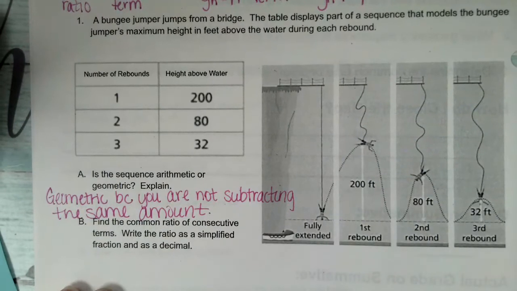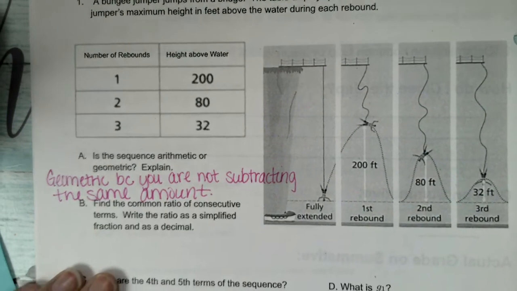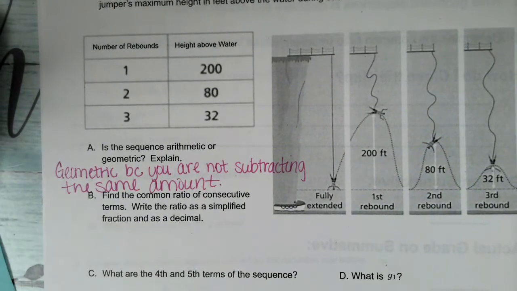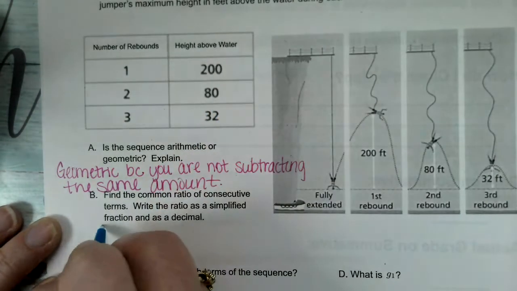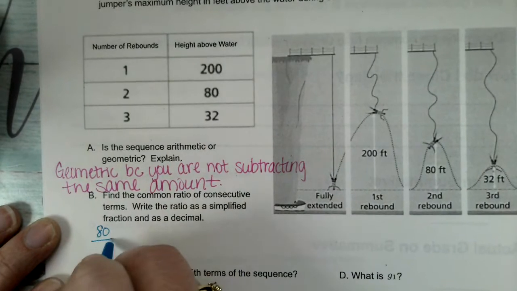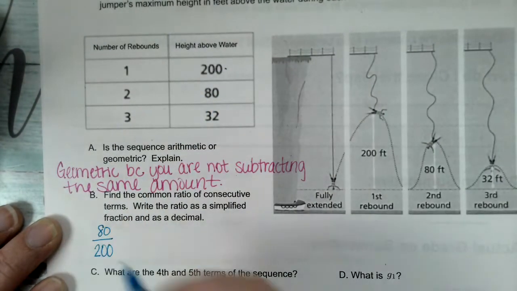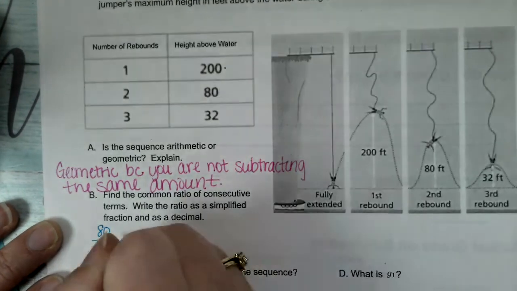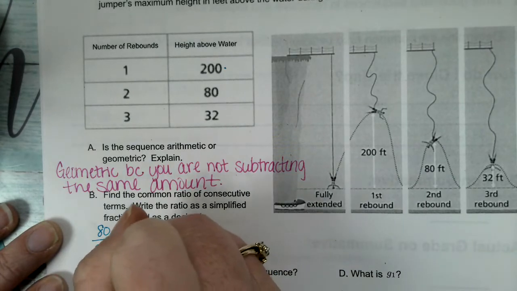It's geometric, not arithmetic, because you're not subtracting the same amount every time. Now, find the common ratio. This is what I was talking about a while ago. In order to find the common ratio, you're always going to take the second term, which was 80, and divide it by the first term, which is 200. If you type it in Desmos, you're going to get a decimal. 80 divided by 200 is 0.4.